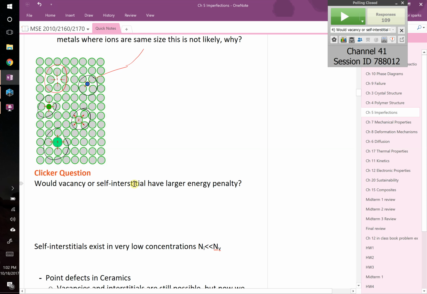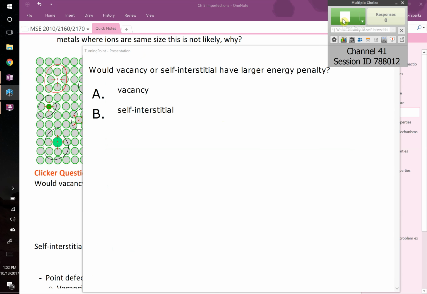So therefore, would a vacancy or a self-interstitial have a larger energy penalty? Is our next clicker question. Okay, answers in. Self-interstitial versus vacancy. Which one costs more energy? Okay, we're going to wrap it up.